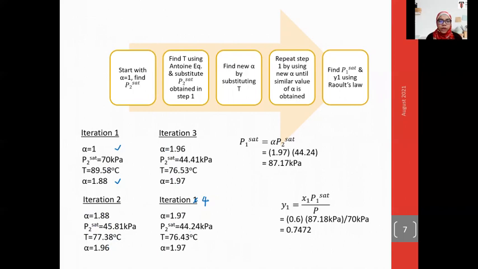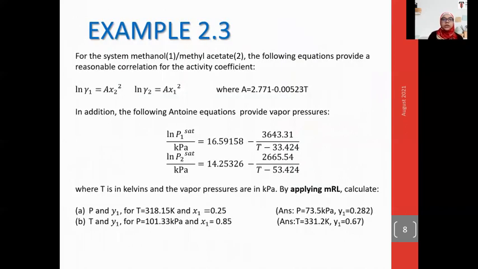You can stop your iteration when you find the values are similar, and then we can determine the P1 saturation and Y1, the value of the vapor phase composition of component 1. So this is the way we can perform the calculation.